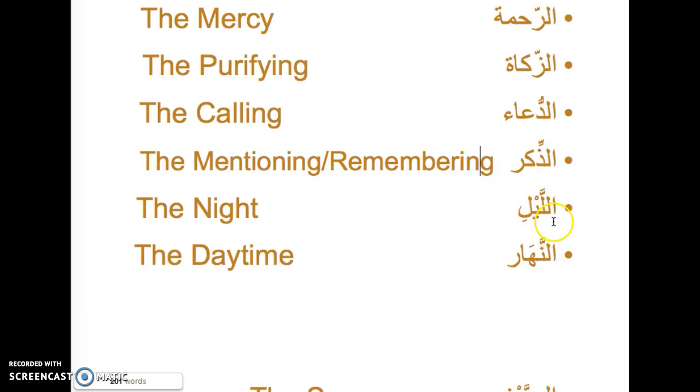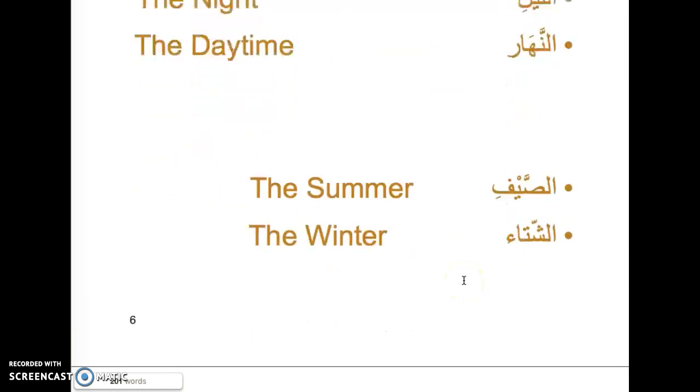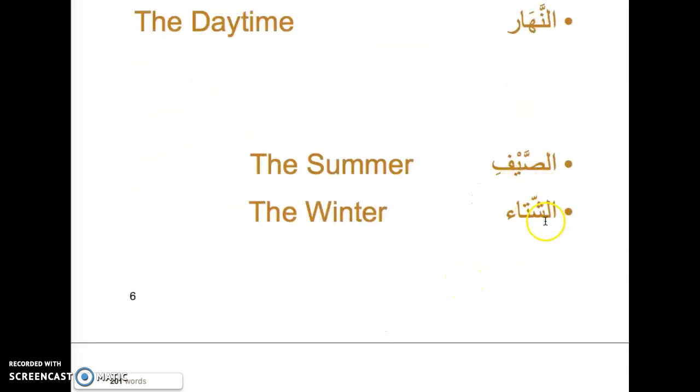All right. Al-layl, an-nahar, as-sayf, ash-shita. I added those two even though we dealt with the letter sa in another example. And we dealt with the letter sha, of course, because shams, the sun, has the same letter. But I just added them so you would know what sayf means, summer, and what shita means, winter. As-sayf, ash-shita.